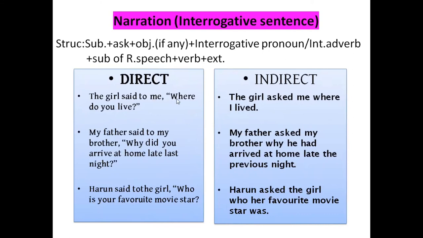The girl said to me, "Where do you live?" Here, the reported speech begins with a WH word, such as where. So when we find this type of WH word, we have to change this direct speech into indirect like this: The girl asked me where I lived. We have to use an interrogative pronoun or interrogative adverb here.